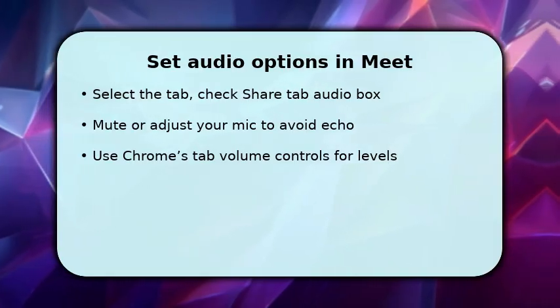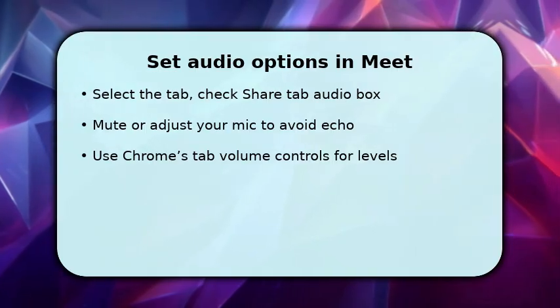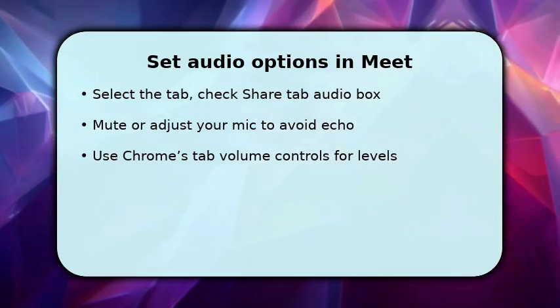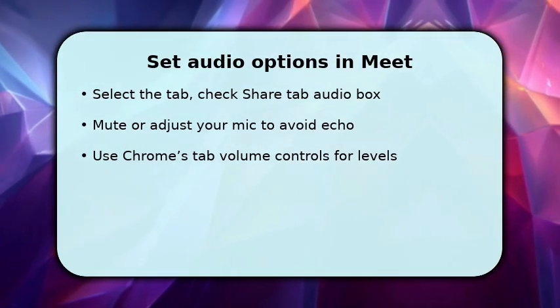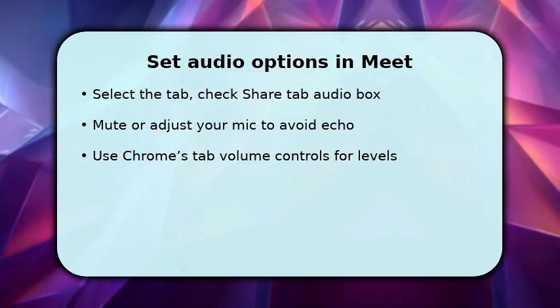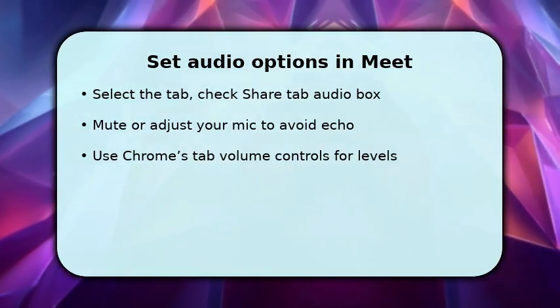Make sure you mute your local speakers or reduce microphone sensitivity to prevent feedback. Adjust the mic slider in Meet settings so your voice sits above the tab audio. Also, control the media's volume inside the tab or use Chrome's tab audio controls to balance levels. This prevents distortion and keeps participants hearing both clearly.